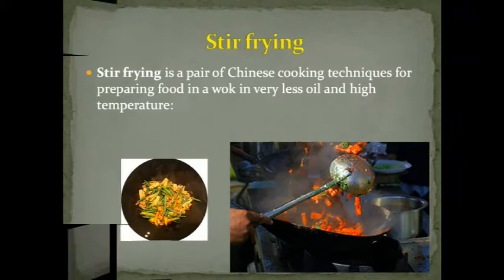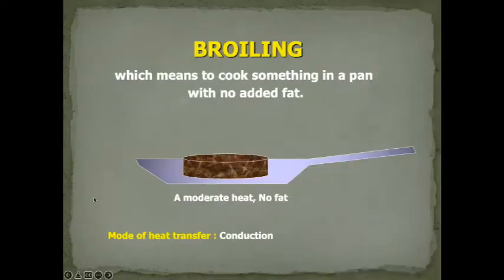Okay. After stir frying, the next kind of dry heat method is broiling. Now, broiling is similar to sauteing. It is similar to shallow fry. The only difference is there is no fat. No fat. So in sauteing, you add a little bit of fat. In shallow fry, you add a moderate amount of fat, you can go till half of the foodstuff.